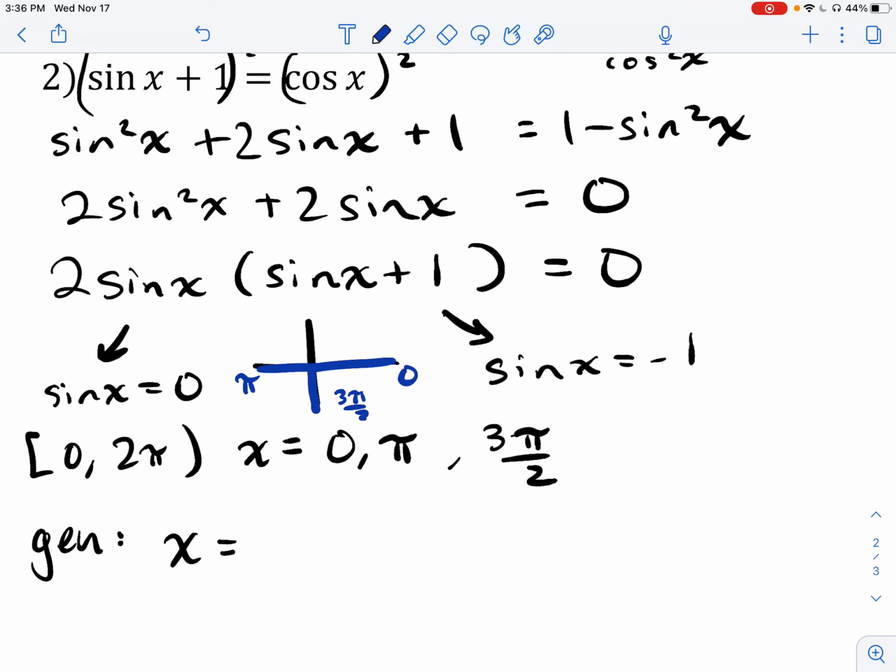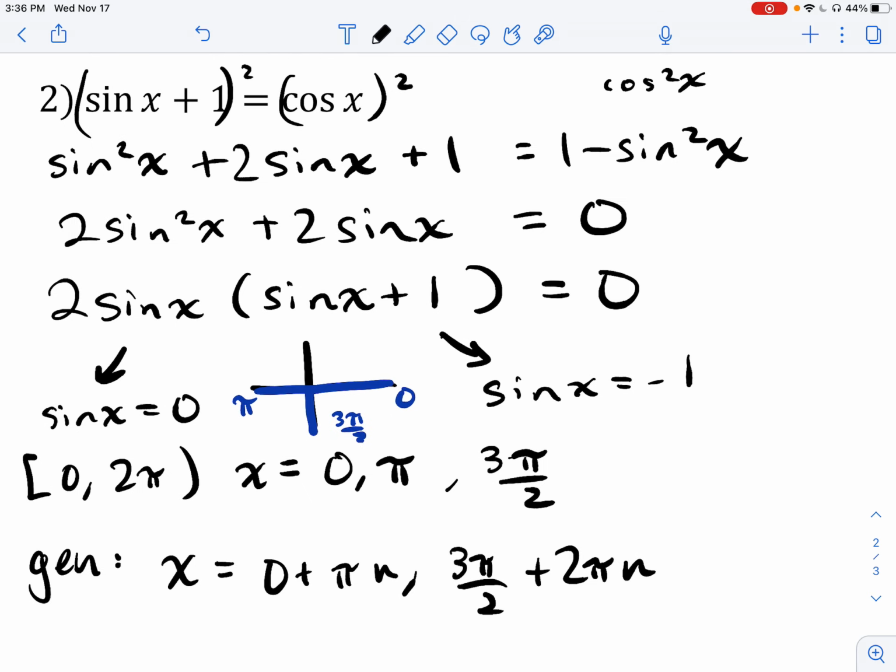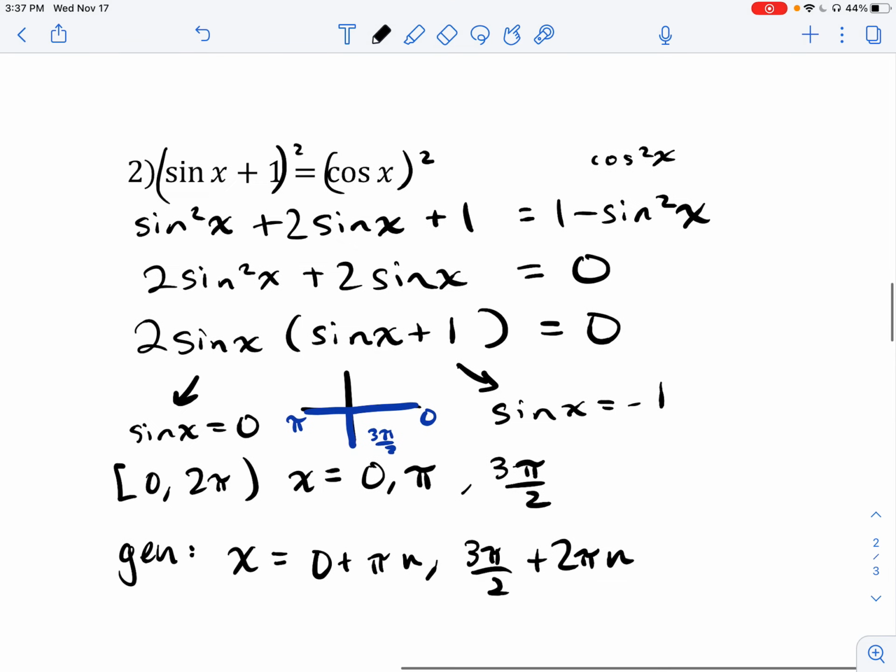So the best way to say this here, I would say 0 plus pi n and 3 pi over 2 plus 2 pi n. Now, I haven't boxed my answers because I have not checked for extraneous solutions. And you might be thinking, what? Extraneous solutions? Why would I have to check for extraneous solutions here?